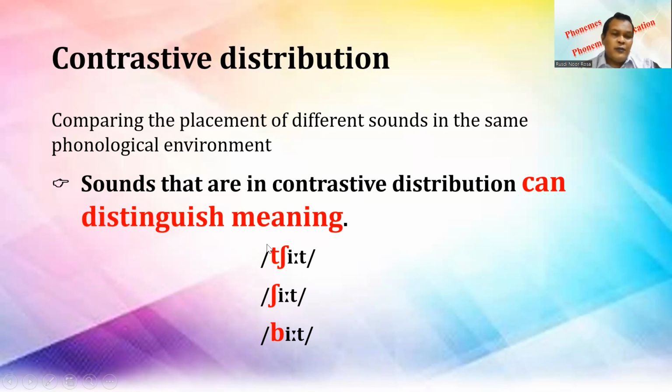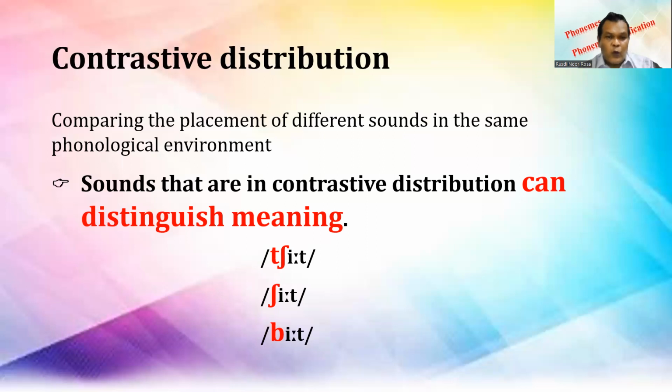Do the two words have different meaning because of such replacement? Yes. If yes, we can say that ch and sh are phonemes. So we place the different sounds in the same phonological environment. In this example, we put both of the different sounds in the first part of a syllable, or in the initial syllable. And you see that when we use different sounds, we have different meaning.